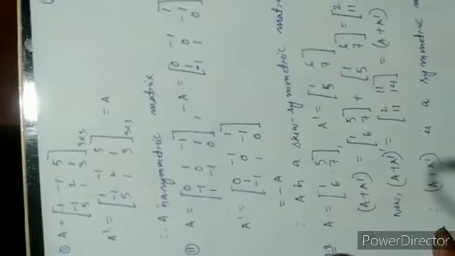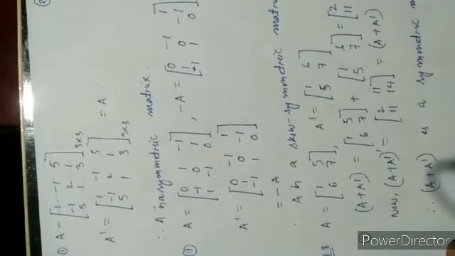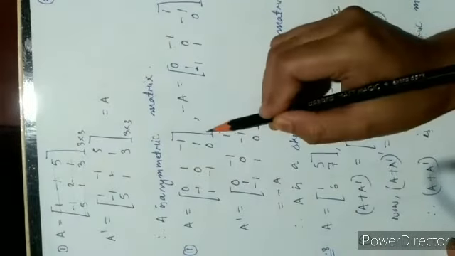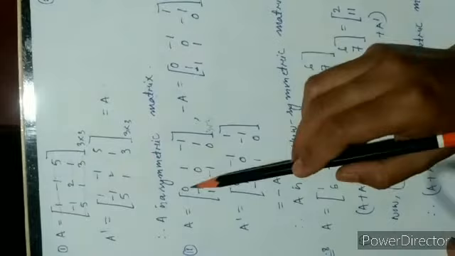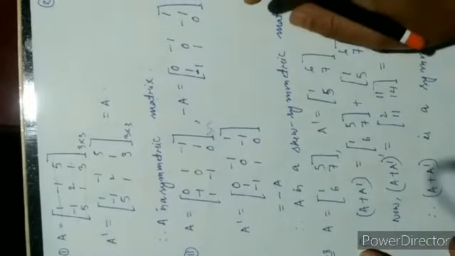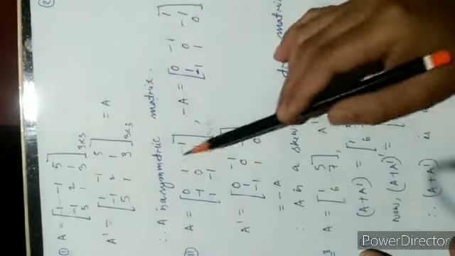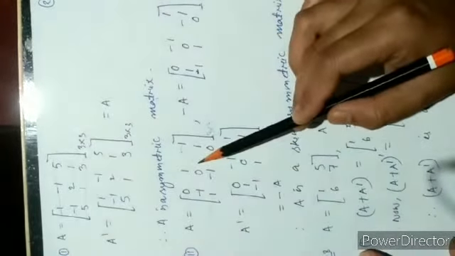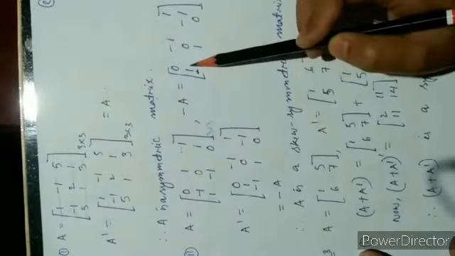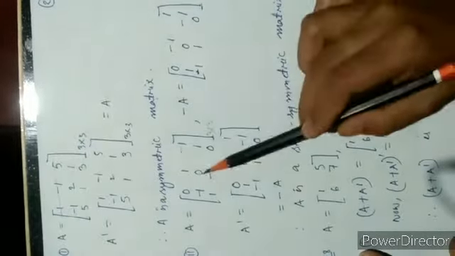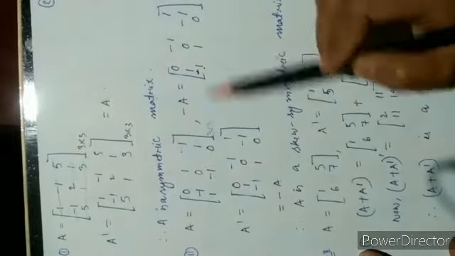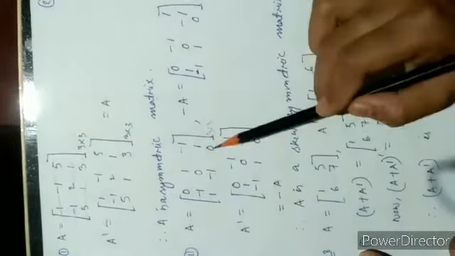Then, for Roman number 2, matrix A is a square matrix of order 3. Then find the negation of A. The negation of A is obtained by multiplying all these elements by minus 1. 0 into minus 1 is equal to 0. 1 into minus 1 is minus 1. Minus 1 into minus 1 is 1, and 0 into minus 1 is 0.